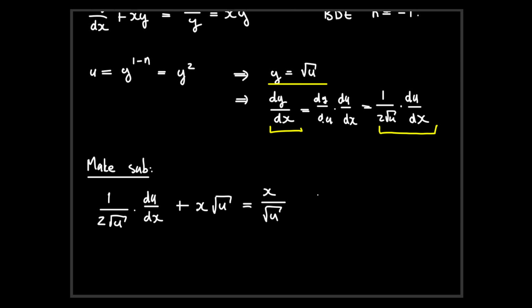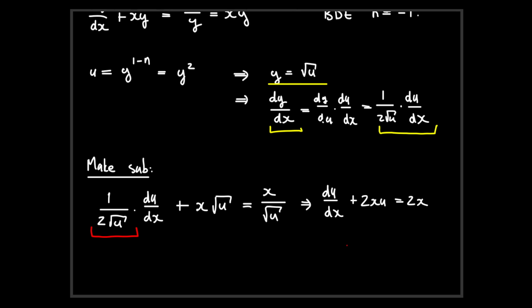Okay, good. Again, this is not immediately clear that this is a first order linear equation, so what do we do? We need to get rid of this coefficient here, and again the only legal way to do this is to multiply by 2 root u in this case. So what we'll get is just du/dx plus 2xu is equal to 2x. Okay. So this is the equation now.